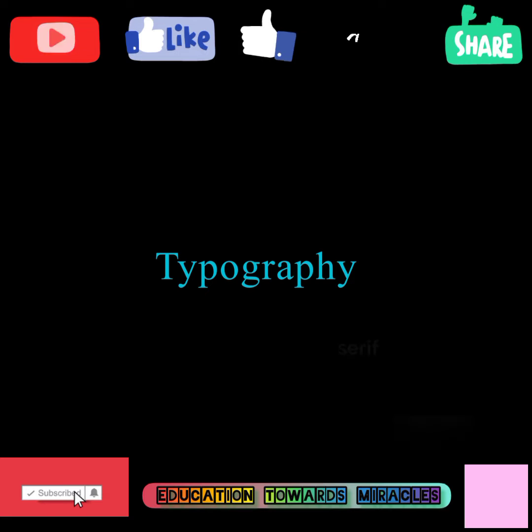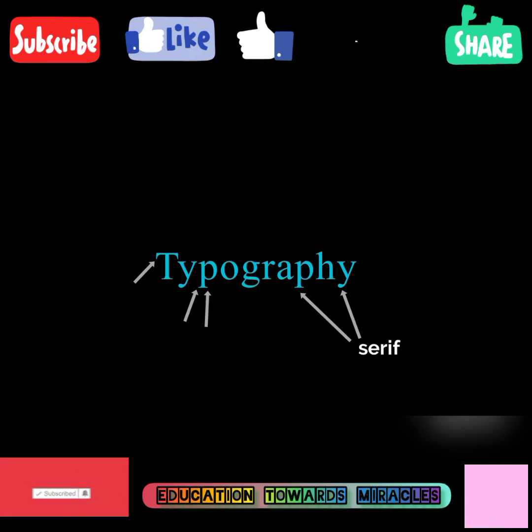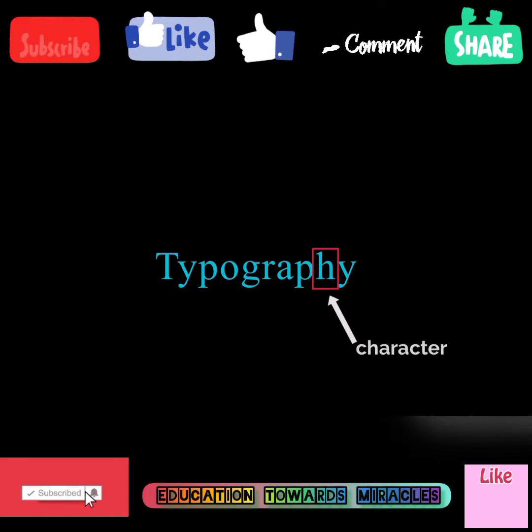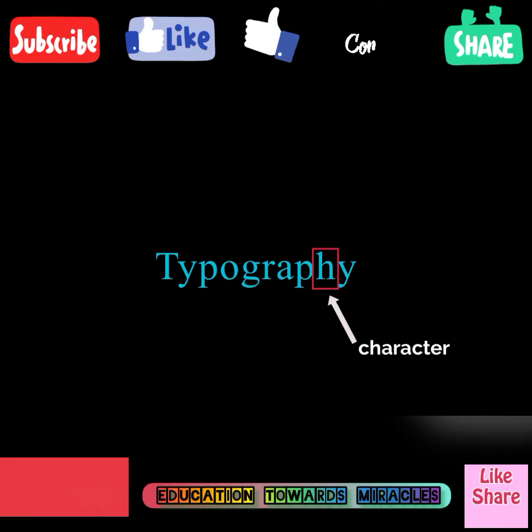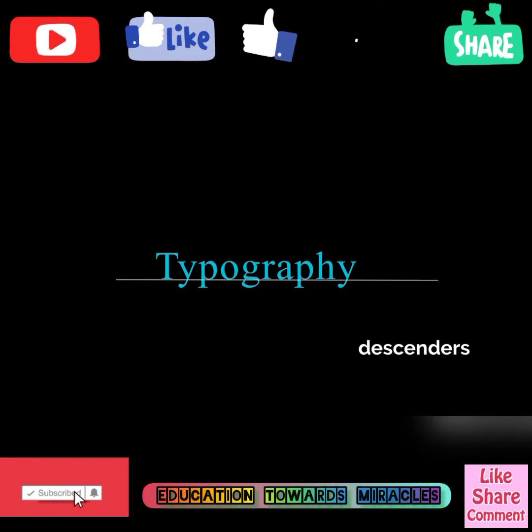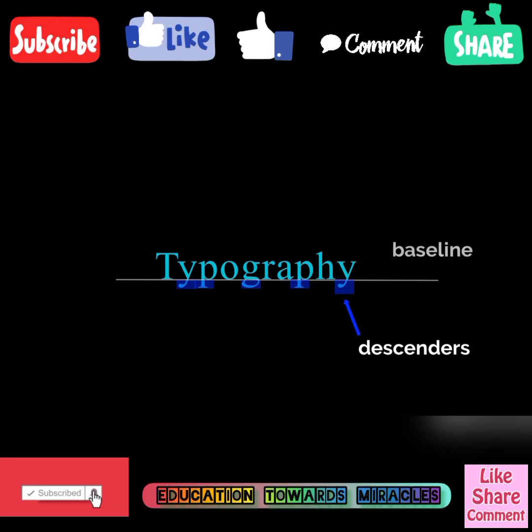This is a serif font. We know this because of the little brackets at the end of the characters. And each letter of this word is called a character. If you were to draw a line that hugs the bottom of each letter, not including the little tails, which are called the descenders, this line would be called your baseline.